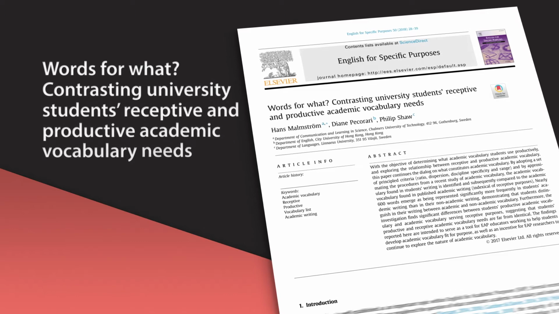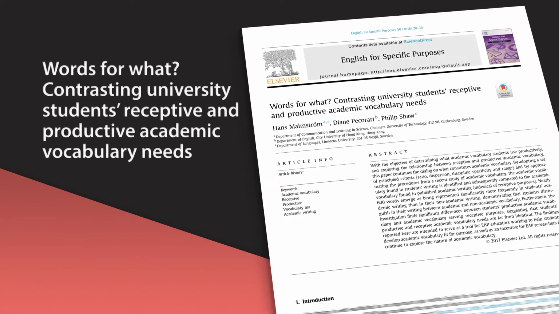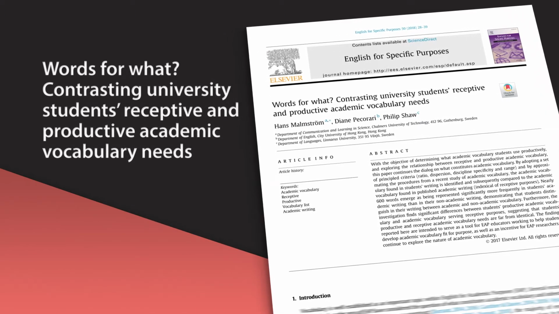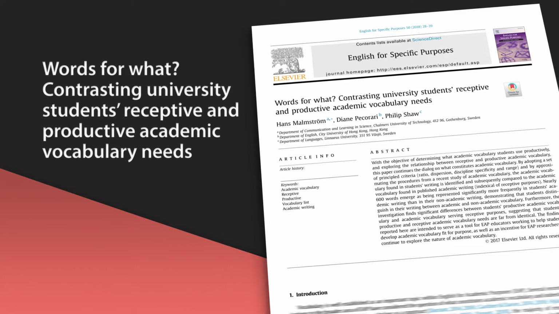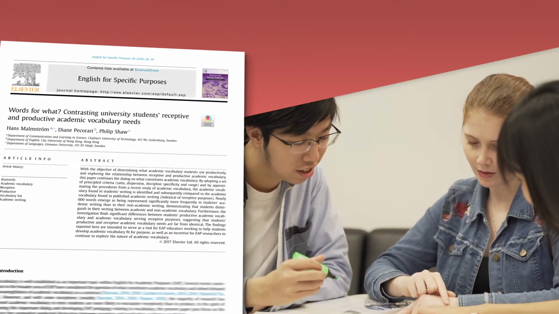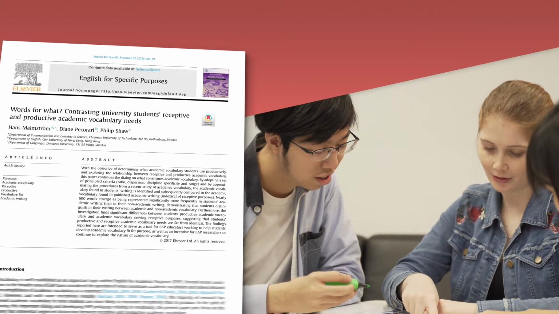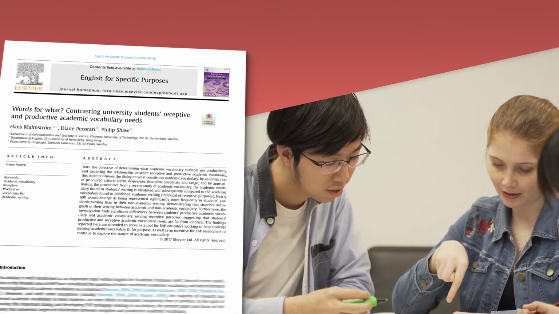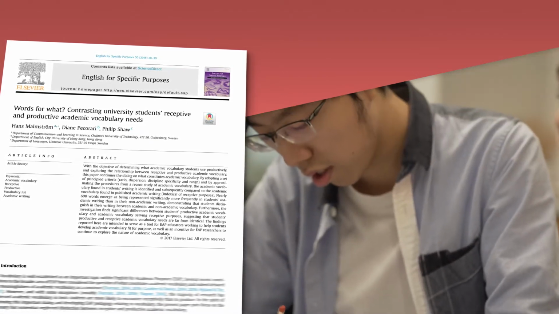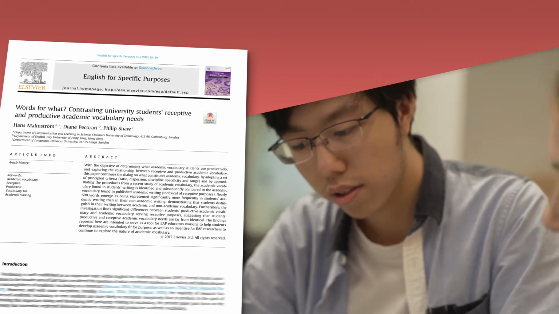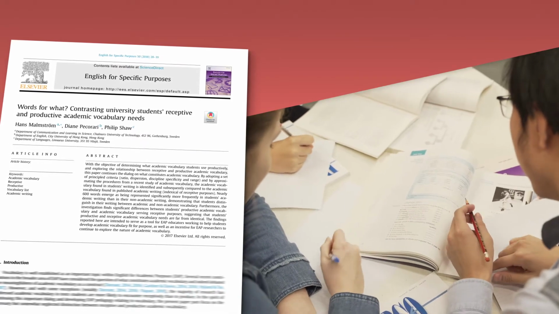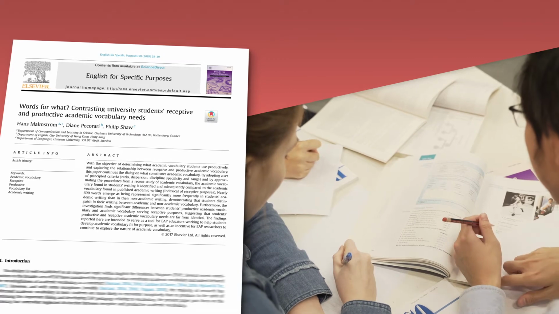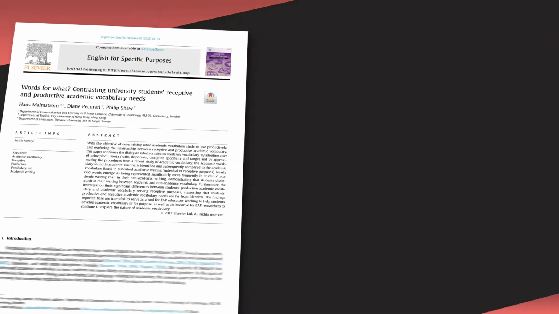Words for what? Contrasting university students' receptive and productive academic vocabulary needs. To recap, the purpose of this article is to understand a range of academic vocabulary which students need for success at university. Receptive means being able to understand words when reading or listening. Productive means being able to use words when speaking or writing.